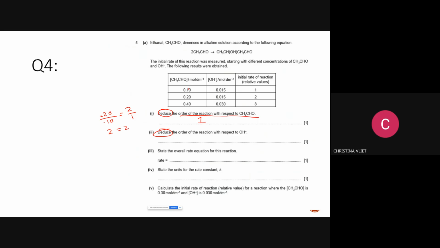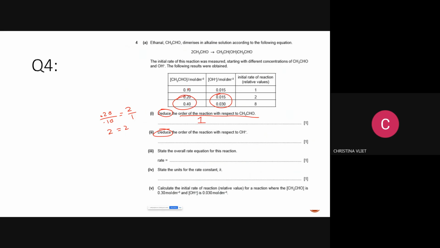There are 2 experiments where OH minus changes, but CH3CHO also changes. So how do I figure this out? Anybody have an idea? Go ahead, Ramon. Because we already know that CH3CHO changes by a factor of 2, we divide the initial rate of reaction by 2 to just kind of separate. That's a good way to approach it.